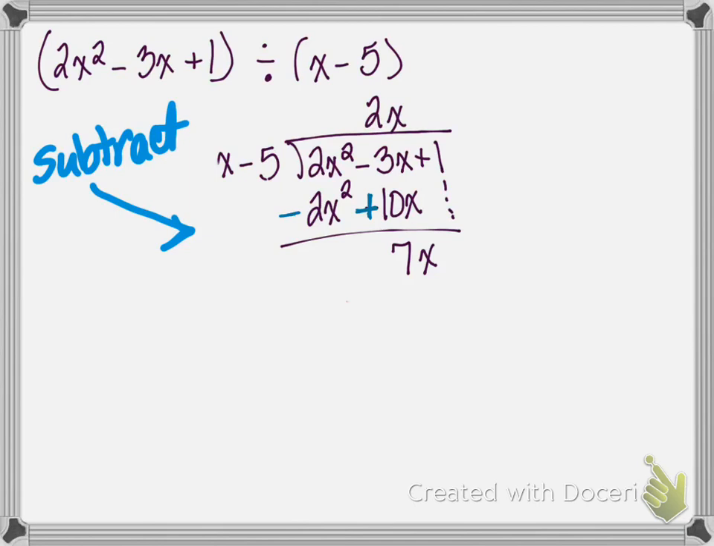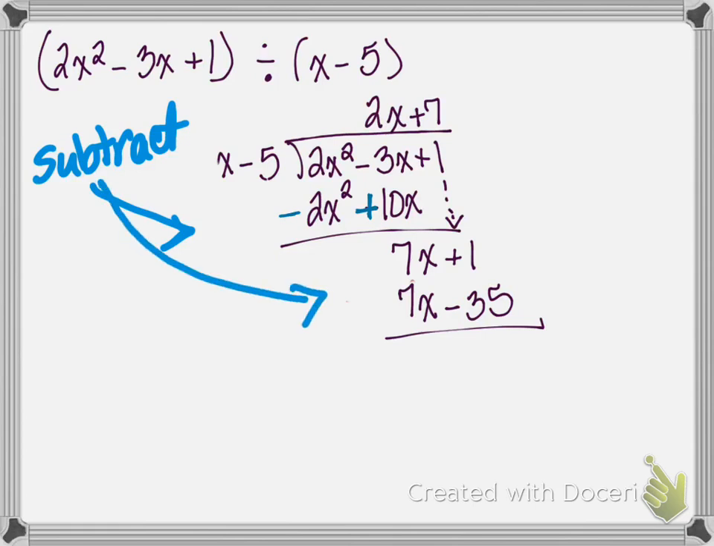Now I bring down my positive 1. x times what gives me 7x? Excellent. 7 times negative 5 is negative 35. 7 times x is 7x. We have to subtract. 1 plus 35 is 36. 7x and negative 7x give me 0.